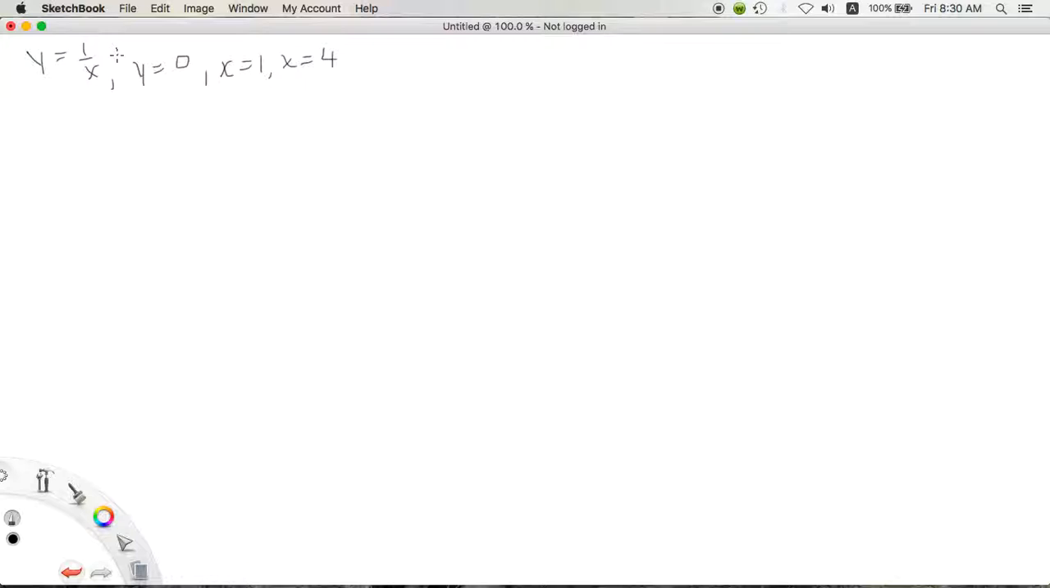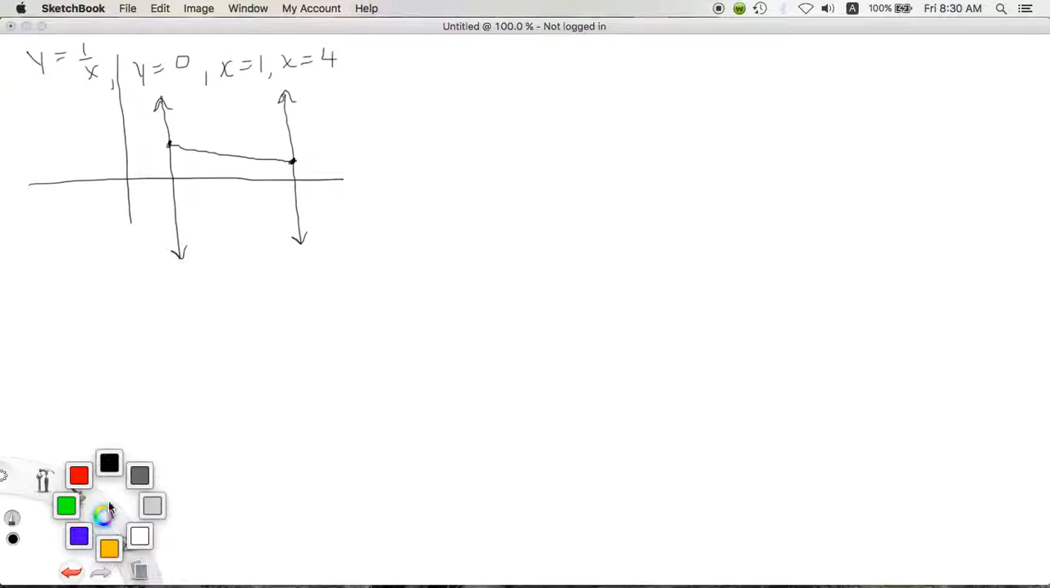And if we take this and draw this in, that's x equals 1, and this is x equals 4. We end up with something like this. This is our region. And the problem asks us to revolve it around the y-axis. So when we revolve it around the y-axis, we're going to end up with this region over here. It's going to go around.